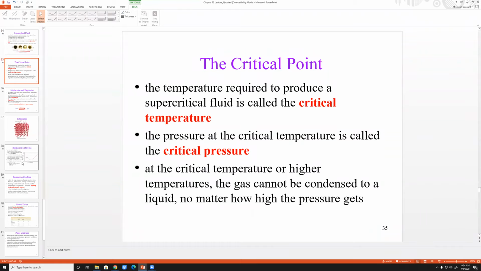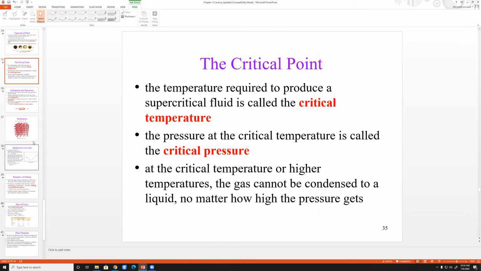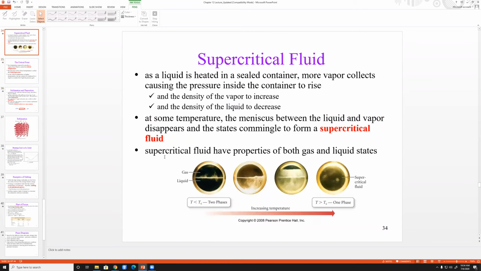Yeah. That's where you... It was right there. Go forward or back one. Yes, supercritical fluid. Okay.